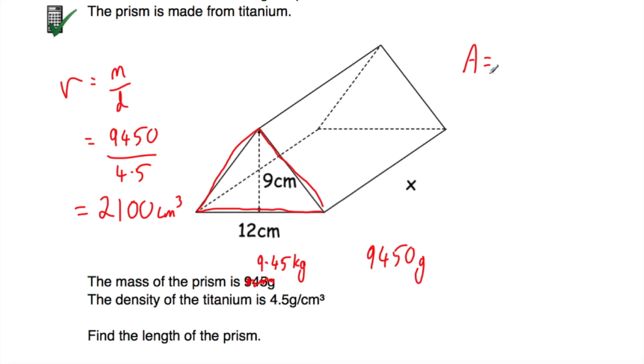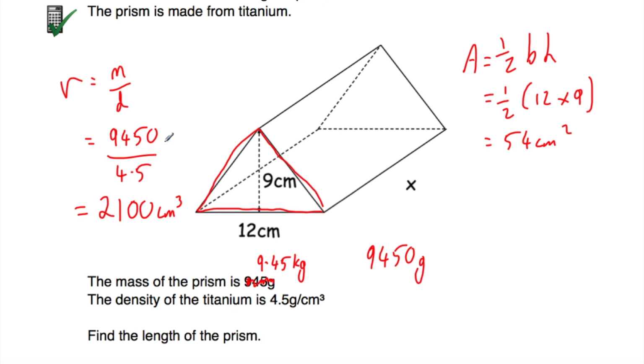Remember, the area of the triangle is equal to half the base times the height. So we're going to do half the base, which is 6, times 9, which is 54. Or you could do a half of 12 times 9, and 12 times 9 is 108, and divided by 2 would be 54. So 54 centimetres squared. So that's the area of that triangle, 54 centimetres squared.